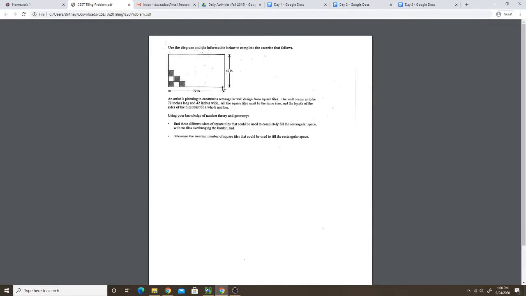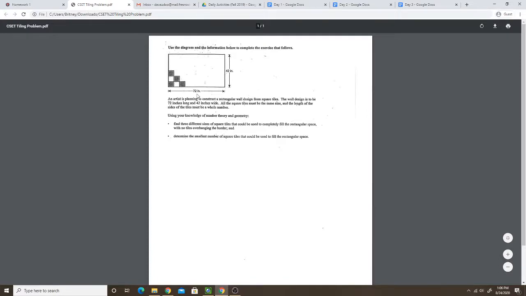Because if I had 1-inch tiles, I could just lay 42 of them, and that would completely fill in this first column. Another tile that I could use would be a 2-inch tile, because 2 goes into 42, right? They're both even numbers. So I could lay, what would it be, 21? So I could lay 21 2-inch tiles, and that would completely fill in this space without any overhang on the edge. But now we have this other condition too, right?